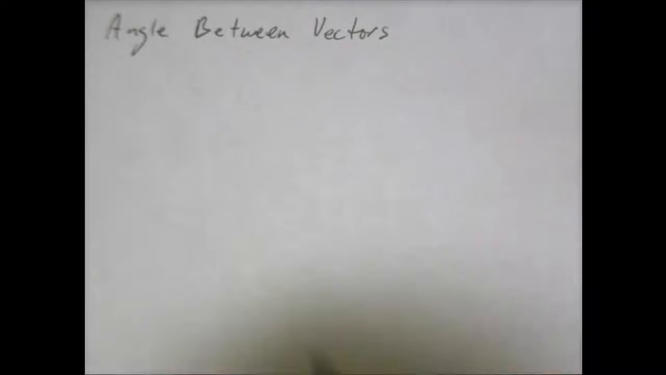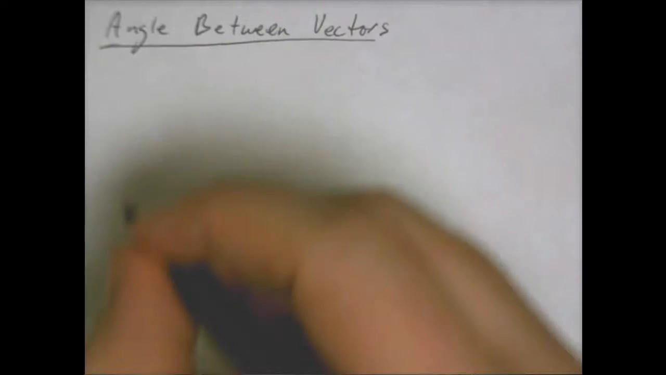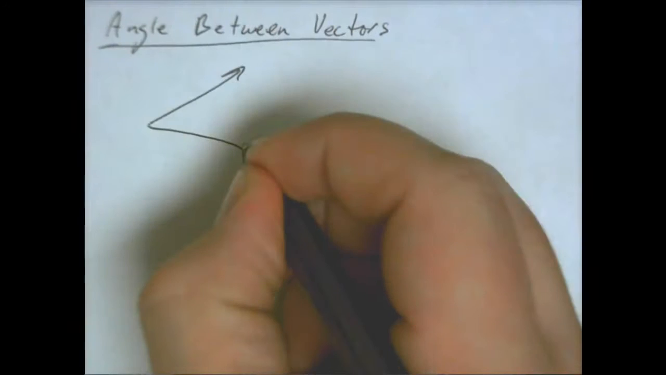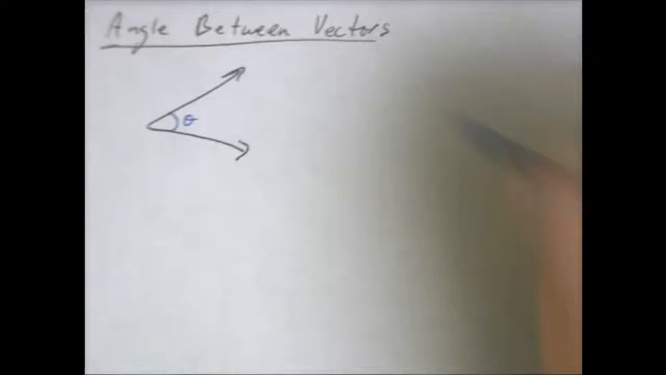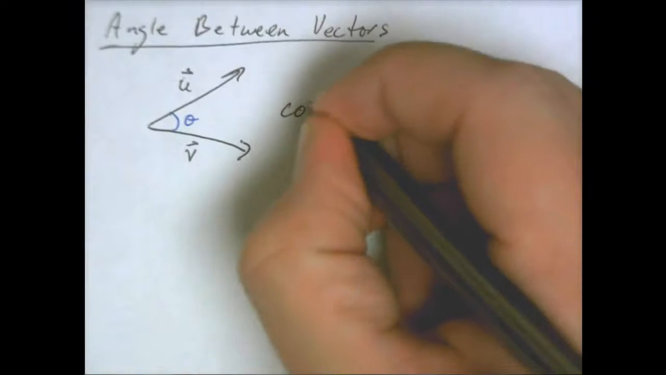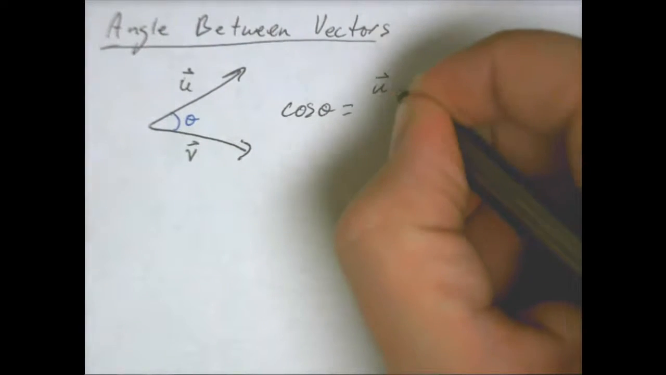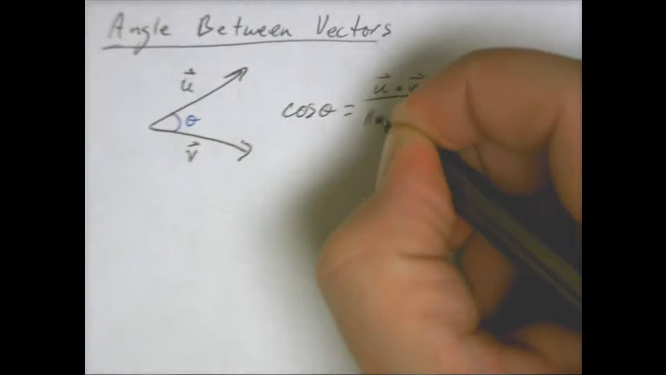Okay, going to talk about another concept. Talking about the angle between two vectors. So say I have a vector going that way, and I have a vector going that way, and I want to find out the angle between them. Well, if I call this vector u, and I call this vector v, then the angle between them is cosine theta, the angle, equals the dot product of these vectors divided by the magnitudes of these vectors multiplied.